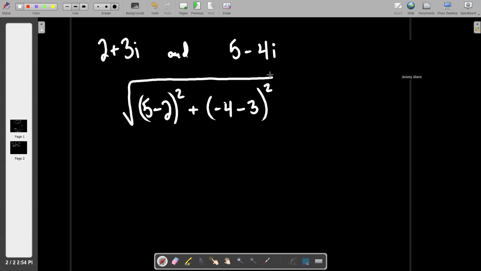What's 5 minus 2? What's 3 squared? Good. So we have the square root right now of 9. And these are always going to be positives because we're squaring. So you never have to worry about subtraction here once you're done.